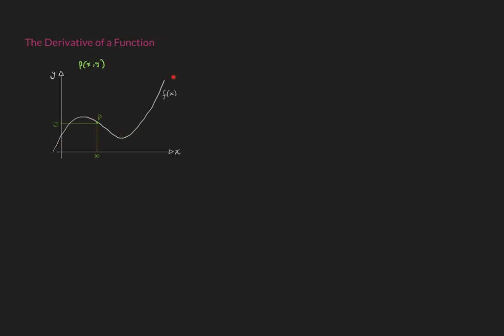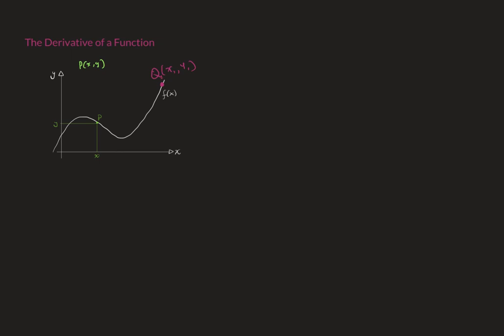My function f of x contains a point P that we're going to define as having coordinates x and y. This point P is going to be fixed. We're not going to change it. But I will introduce one second point that I'm going to call Q. And this point Q is going to have coordinates x1, y1. So let's call it Q1 because we're going to use several.